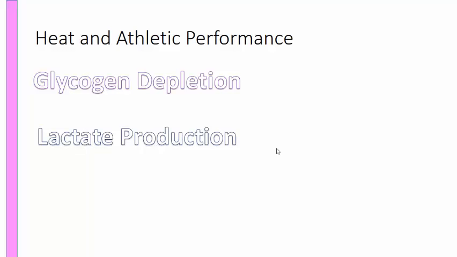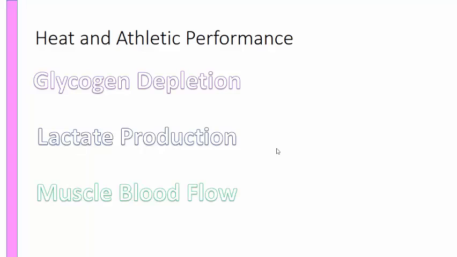You also produce more lactate in the heat. And if you have an increase in lactate production, this increases your muscle fatigue, and it's going to decrease your metabolic activity. It's going to decrease your ability to utilize glycolysis. So you're going to decrease your ability to produce ATP.